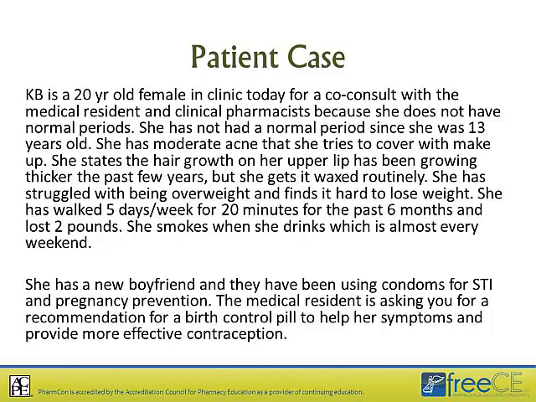She has struggled with being overweight and finds it really difficult to lose weight. She has walked about 5 days per week for 20 minutes for the past 6 months and really has only been able to lose about 2 pounds. She smokes when she drinks, which is almost every weekend. Now, recently she has a new boyfriend, and they've been using condoms for STI, or sexually transmitted infection, and pregnancy prevention. The medical resident is asking you as the clinical pharmacist for a recommendation for a birth control pill to help her symptoms with her periods, acne, and hair growth, as well as provide more effective contraception.